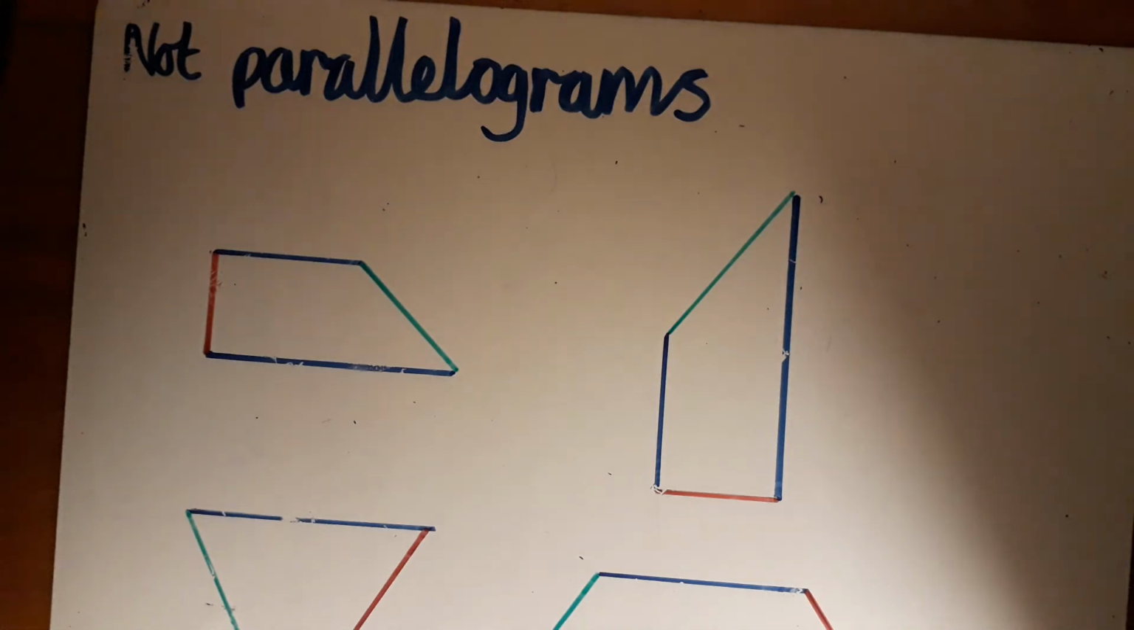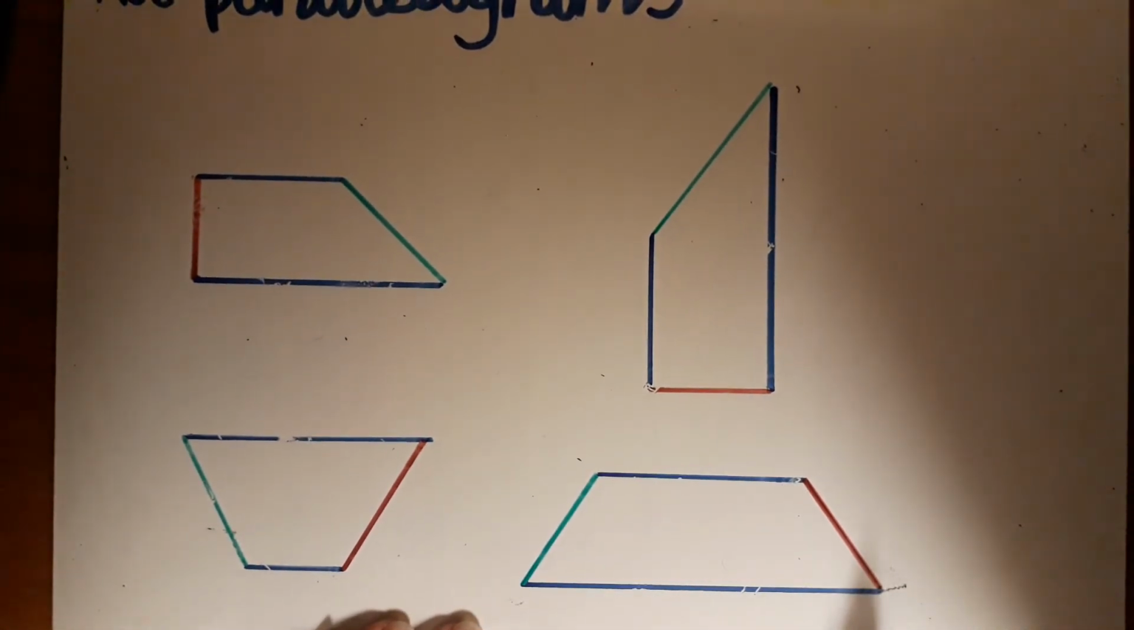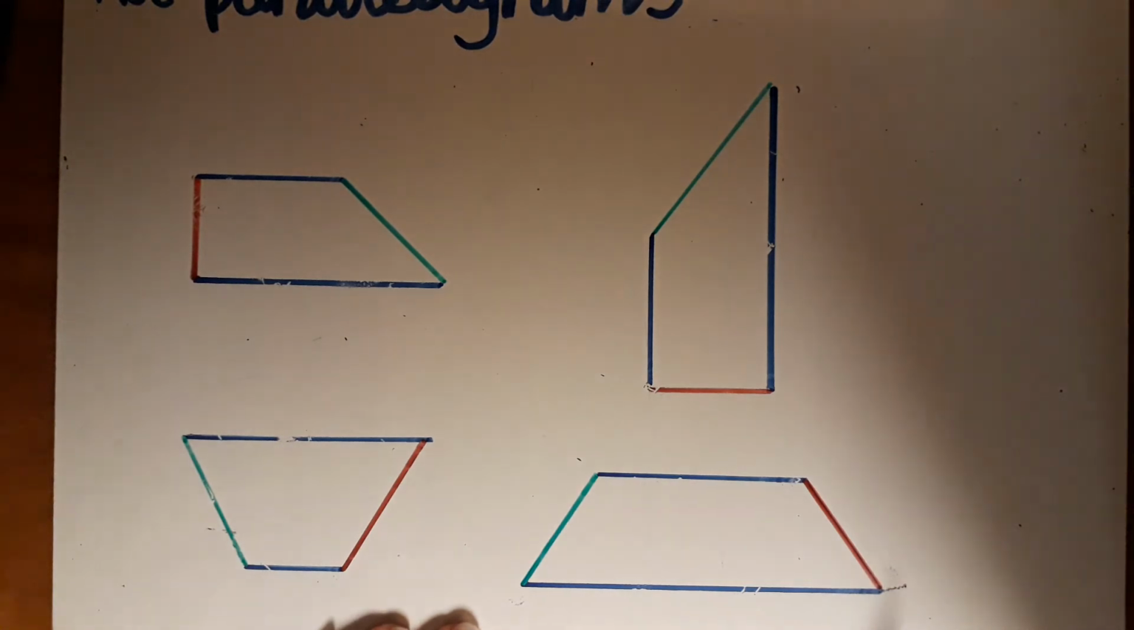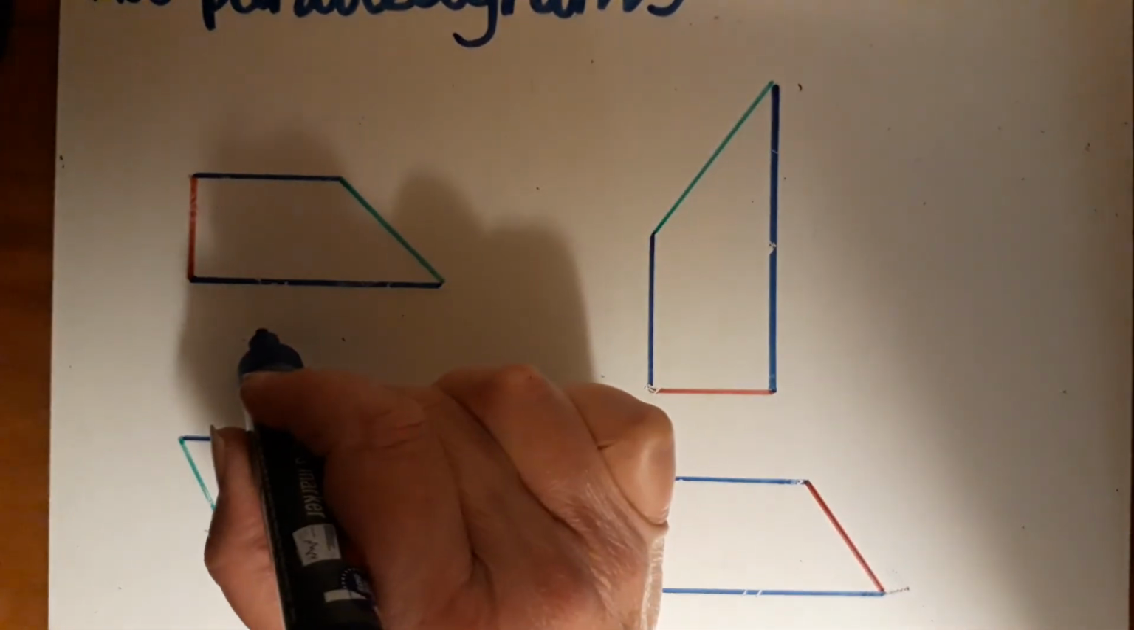Okay, now we're going to look at the quadrilaterals, the shapes with four sides that are made using straight lines that are not parallelograms. Okay, so a parallelogram has to have two pairs of parallel lines. Okay, so now this is the shape that I like the least. Okay, because these are all trapeziums.